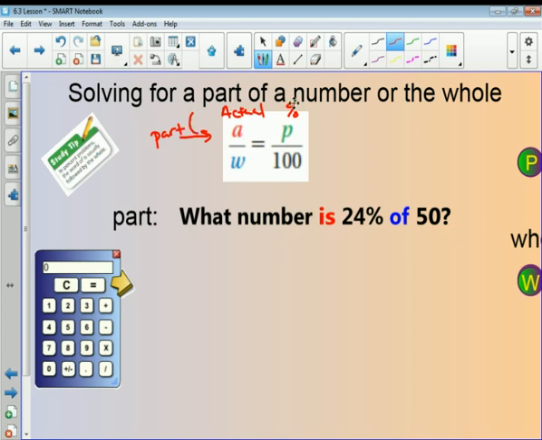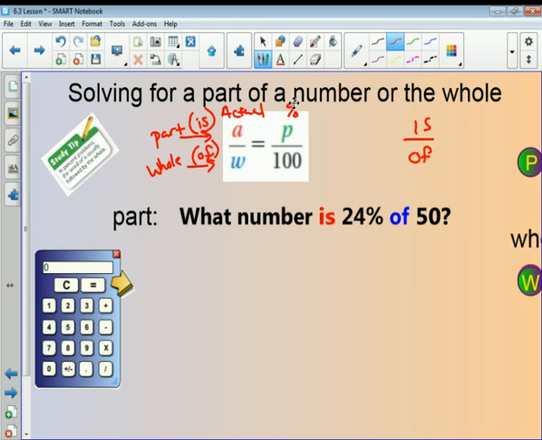Our part is going to be represented with a number that involves the word is. So something is, and then our bottom is going to be our whole. And the vocab in there that helps identify the whole is the word of. So it's always going to be is over of for that actual part. Okay, so we're going to go ahead and piece apart the things that we have.